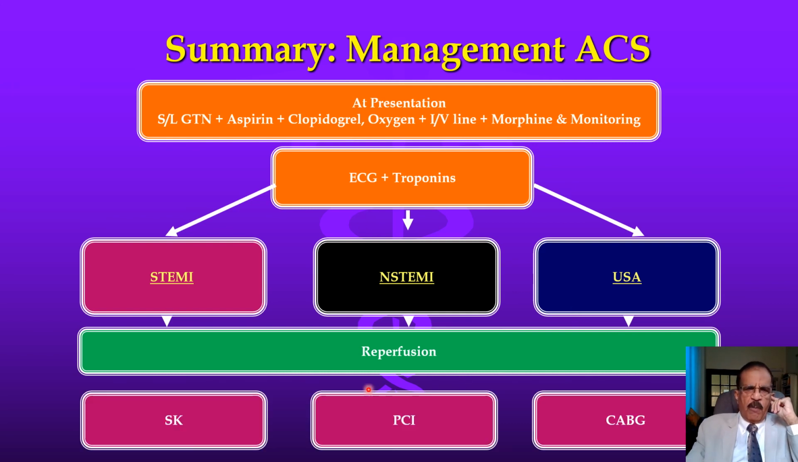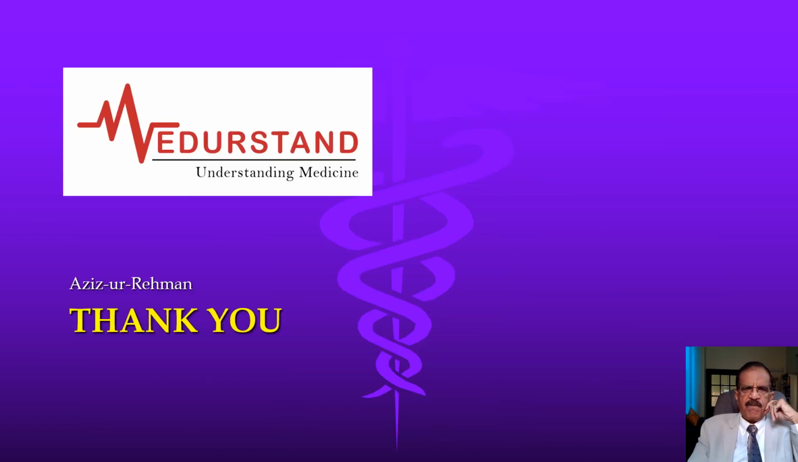And we have the option of reperfusion with SK or any other thrombolytic agent, PCI, and coronary artery bypass grafting. That was it. I hope I was able to give you some account of acute coronary syndrome.